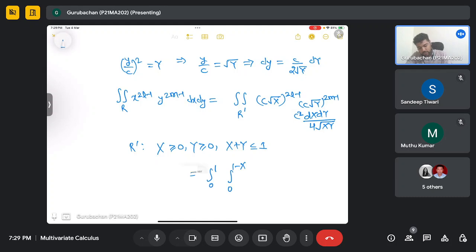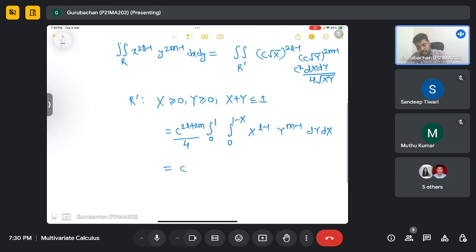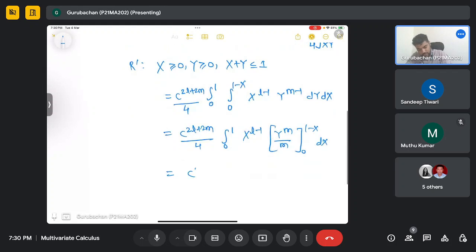So solving this, you will get c to the power 2l plus 2m, divided by this 4, and the left part is X to the power l minus half, and there is one more minus half, and Y to the power m minus 1 dY dX. I'm writing like this. So this will give you c to the power 2l plus 2m divided by 4, 0 to 1, X to the power l minus 1, Y to the power m divided by m, from 0 to 1 minus X dX.